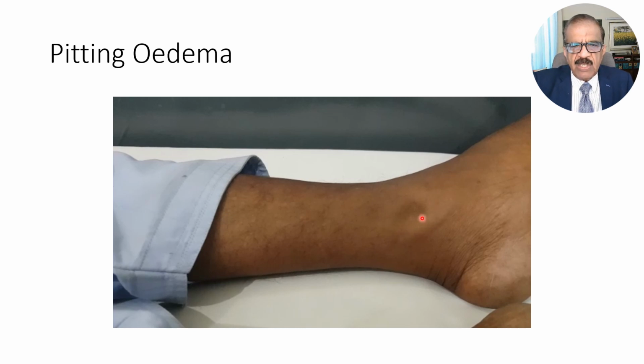And there is another type of edema called non-pitting edema, like in patients with hypothyroidism, myxedema, or patients with obesity. It may look like edema, but that is not pitting in type. So this is the pitting edema, very typical of cirrhosis, and many other conditions like nephrotic syndrome and heart failure, but here we are discussing cirrhosis.